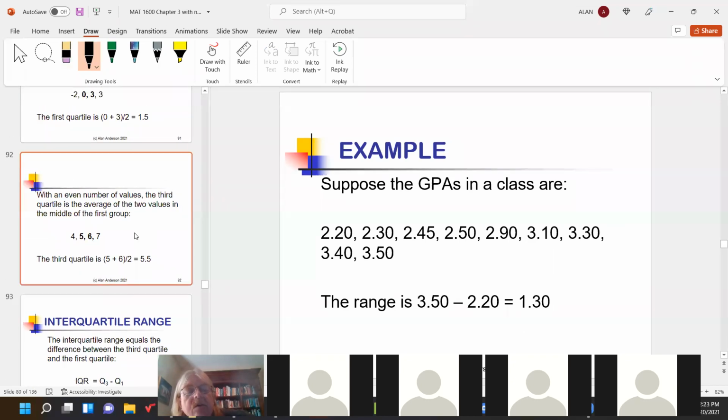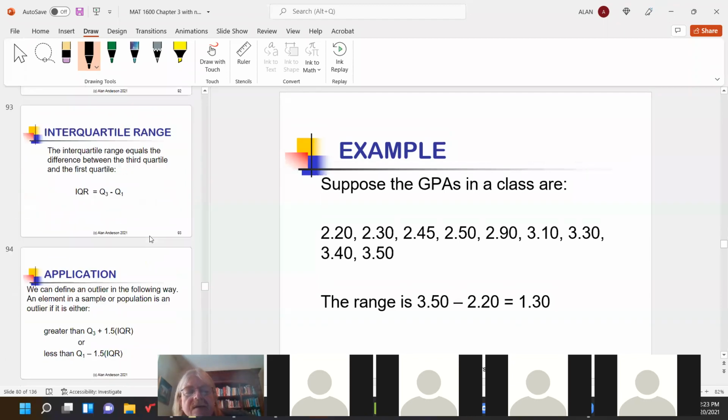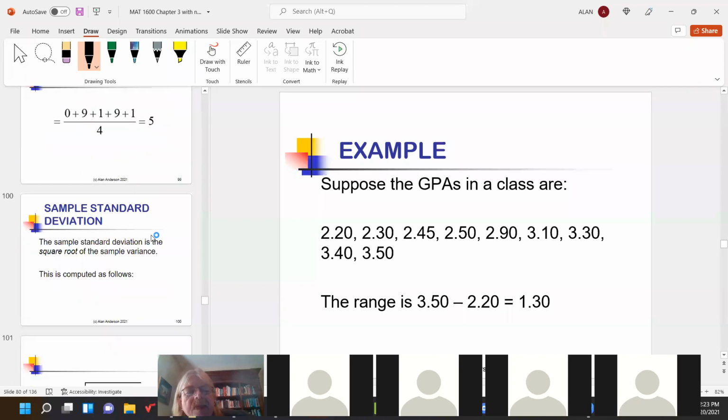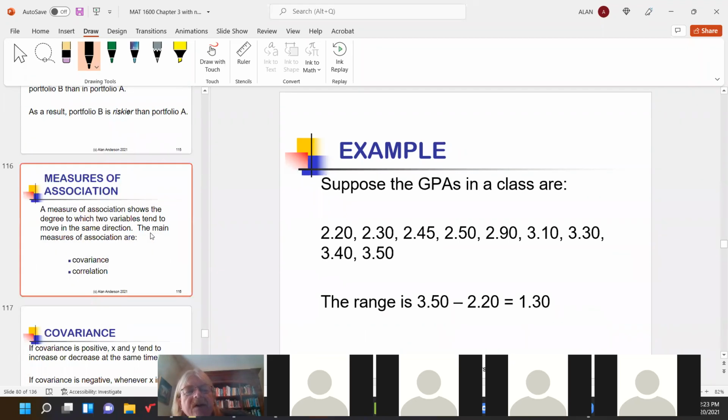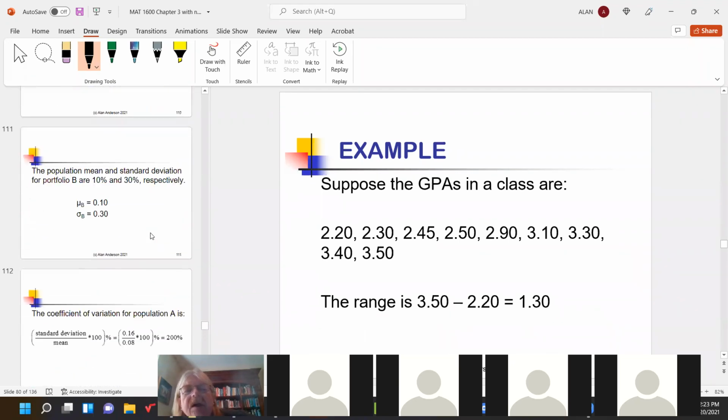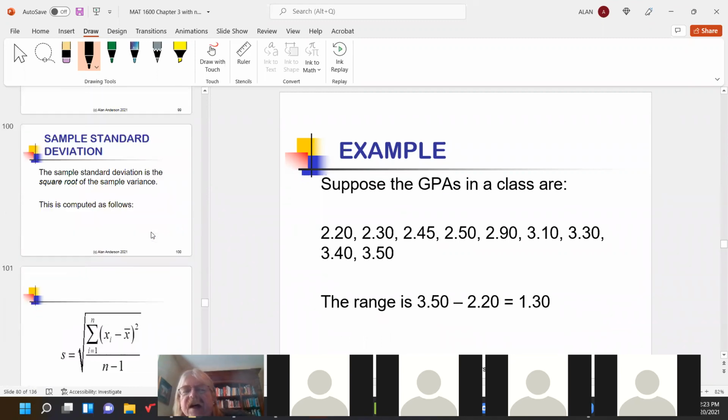And also, this is where we introduce that rule for determining how to decide if a number is an outlier or not. Okay, so that's coming up. So there's a lot more good stuff in chapter 3. And if we finish it on time, maybe we'll take a peek at chapter 5.